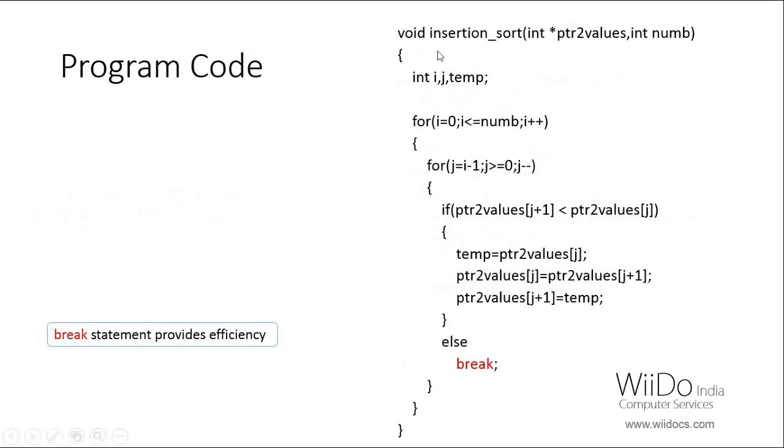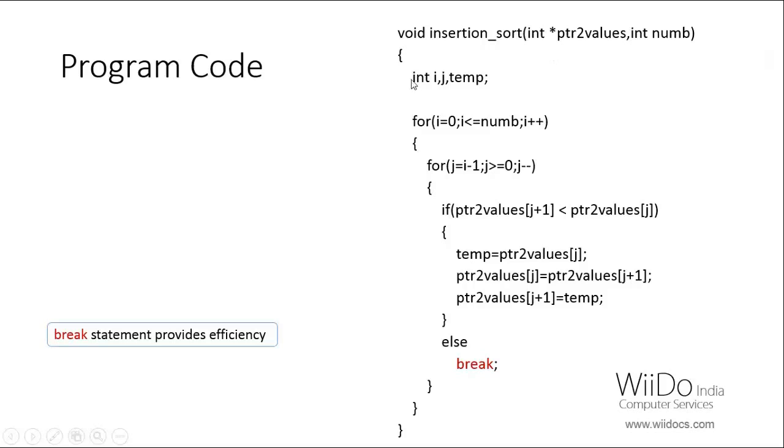Now here is the logic for insertion sort. This is the function insertion sort. It does not return anything. In the list of arguments, there is an integer pointer to values and an integer num. Num will store the size of the array, the number of elements, and the pointer to values is a pointer variable which will store the address of the first data item of the actual array named values. That is, this pointer will point to the actual array values.